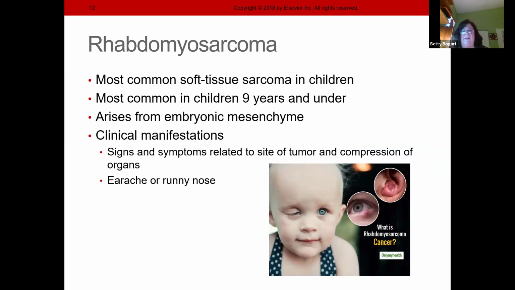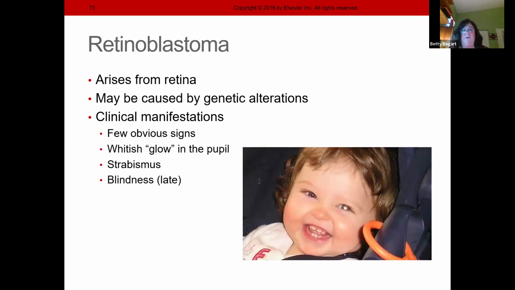Rhabdomyosarcoma is these little things that come out of the eyes, the ears, the nose. And it's again another tumor that we will have to go in for. It's called a soft tissue sarcoma, and we get it removed.